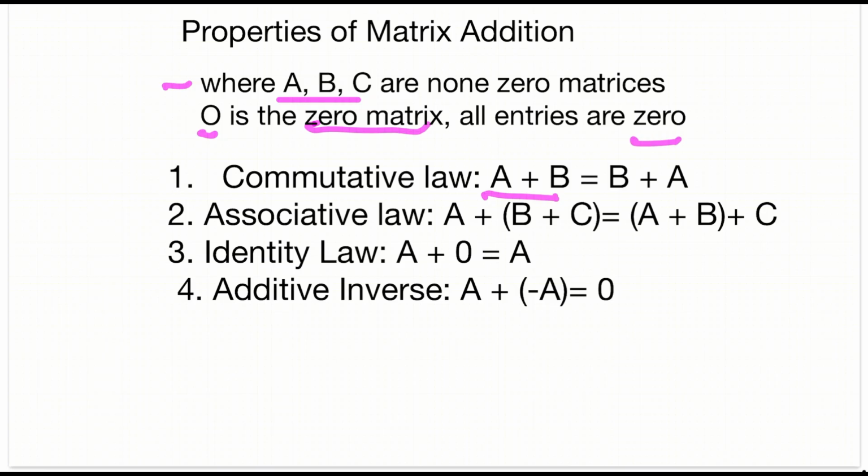A plus B is equal to B plus A. The order doesn't matter. The associative law depends on the way we group things. So A plus the quantity B plus C gives us the same result as the quantity A plus B, plus C. Now the identity law tells us that A plus the zero matrix results in just the matrix itself. Adding 0 to it is just like with a regular number, it does nothing to it. And then we have the additive inverse. So A added to the negative of itself, which is the multiplication of A by a scalar minus 1, is going to be equal to the 0 matrix.